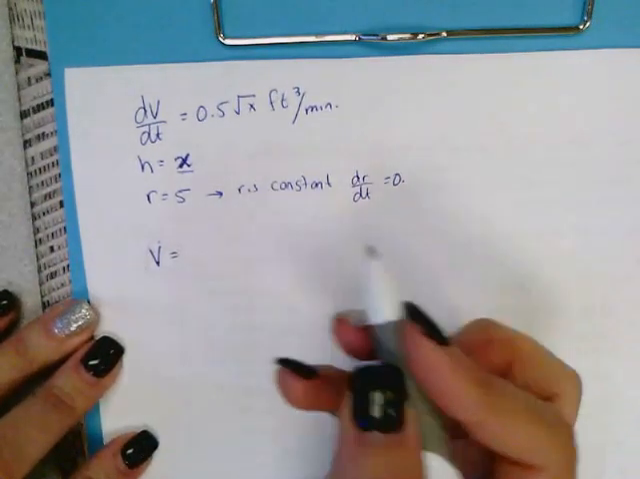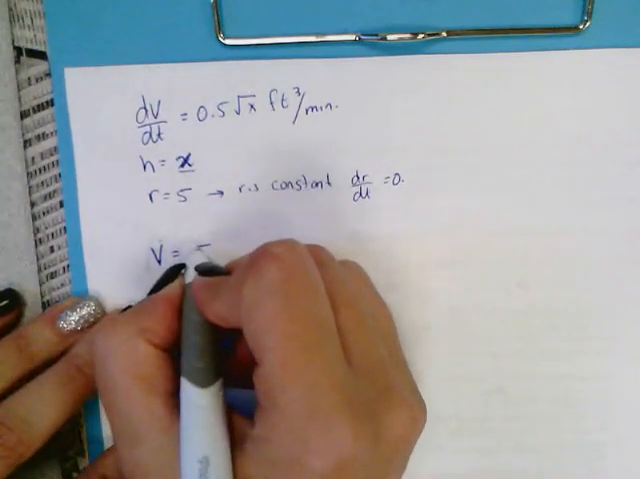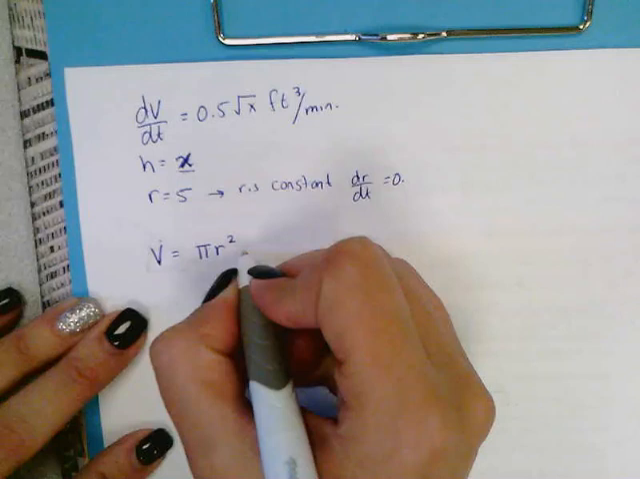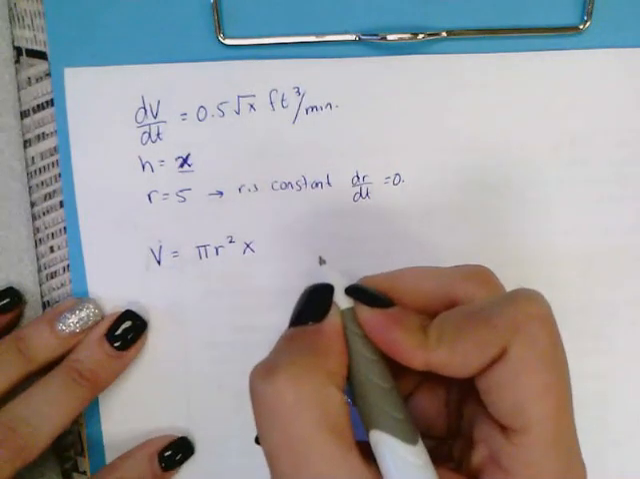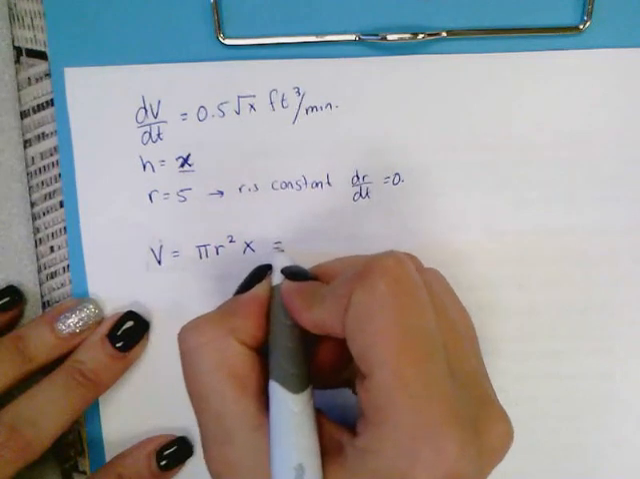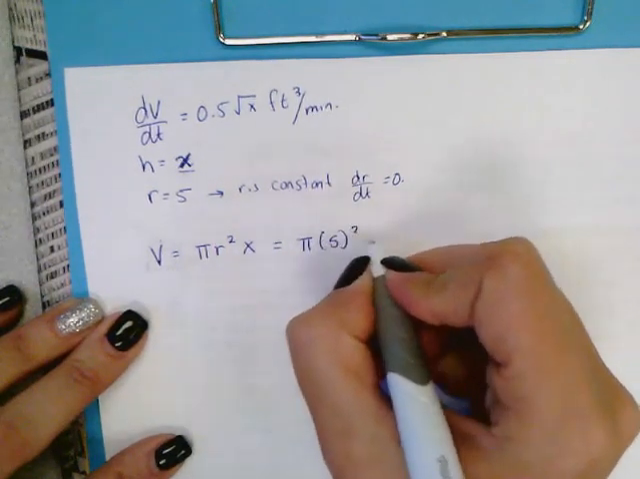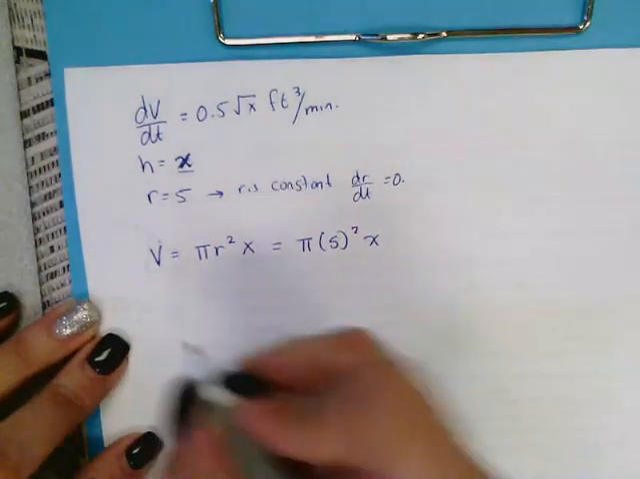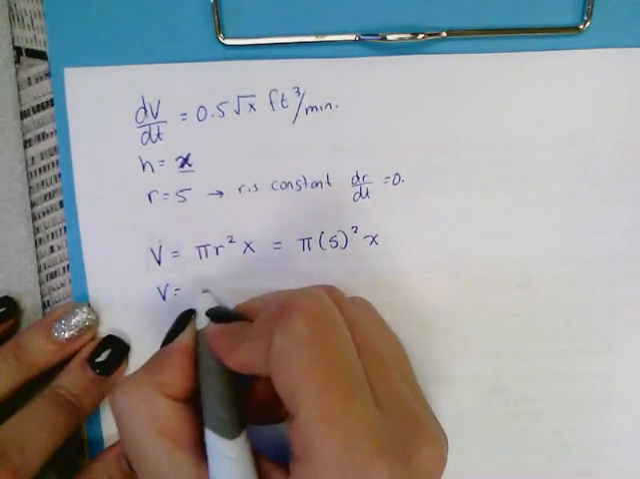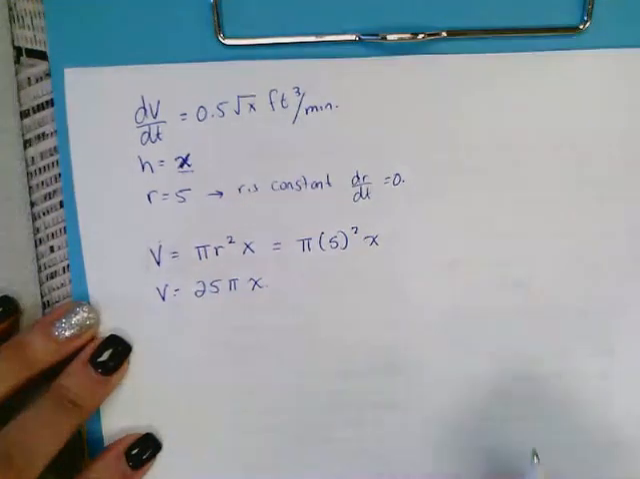Remember, from related rates, you know that this is volume. So first you have to set up pi r squared times x. Now, I know that r is constant, so this is just going to be pi times 5 squared times x, which gives us a volume of 25 pi x.